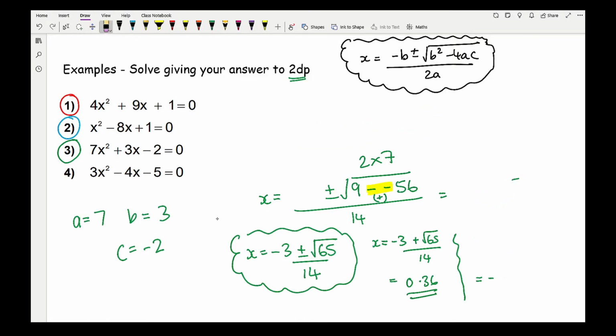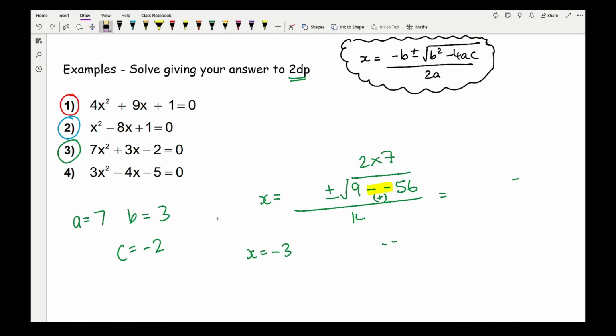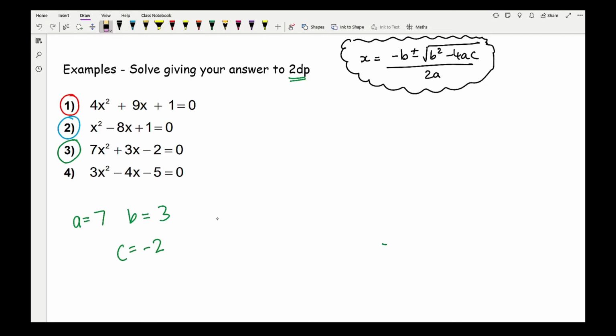And like I said, more difficult questions will involve negative numbers, but the method is exactly the same. You just need to take that extra bit of care working through these questions. And again, this is one of the reasons why it's classed as higher level. So in question 4, we've got A equals 3, B equals minus 4, and C equals minus 5. So we've got a lot more negatives in this particular question.